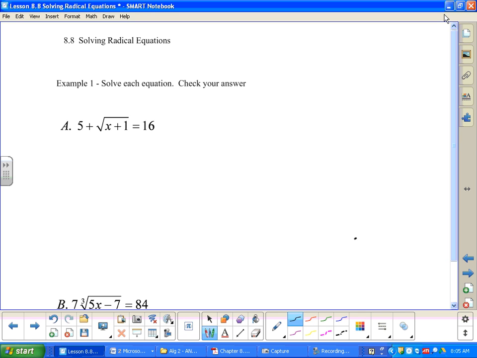Okay, so today we're going to solve radical equations, and then we are going to check our answers afterwards to make sure that our answer makes sense. Now, there are specific things you need to do when you're solving radical equations. First of all, if there's only one radical in the problem, then we want to isolate the radical.